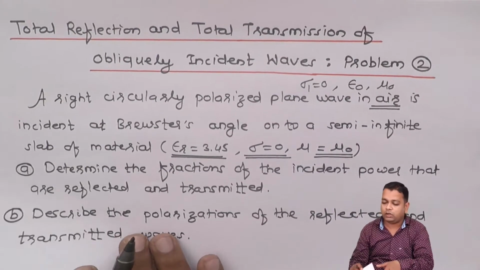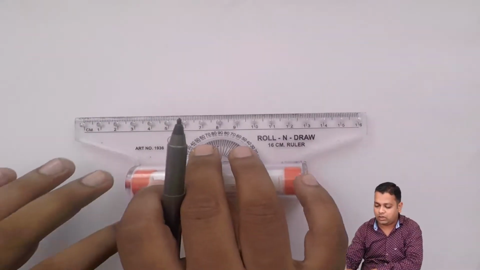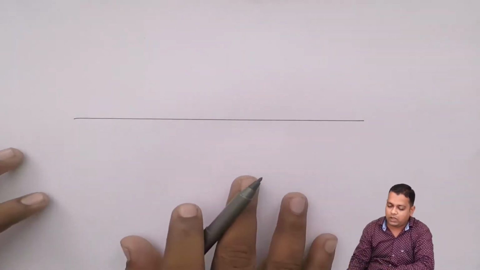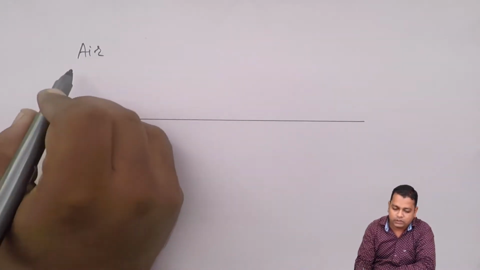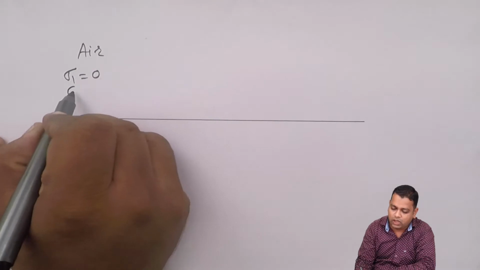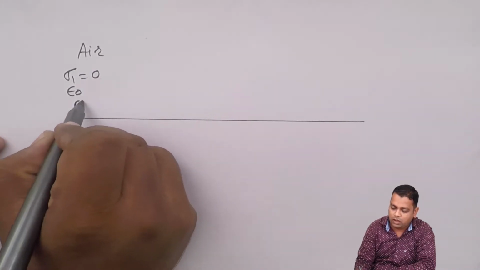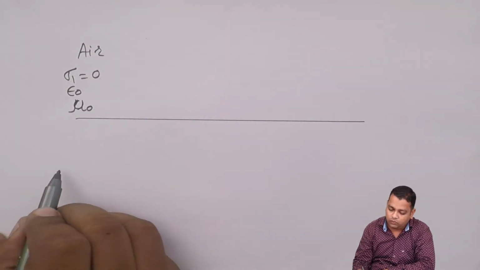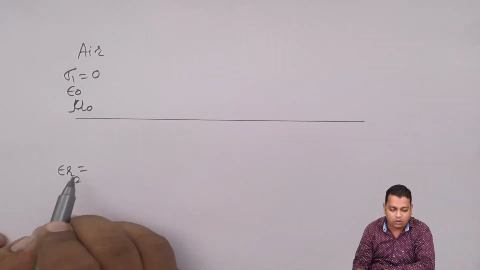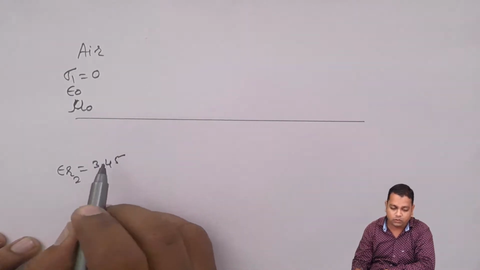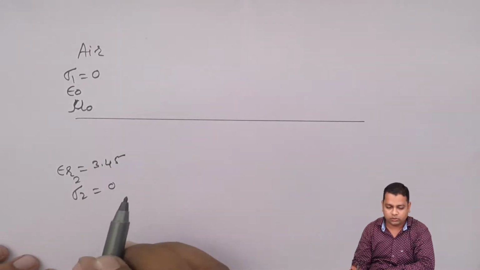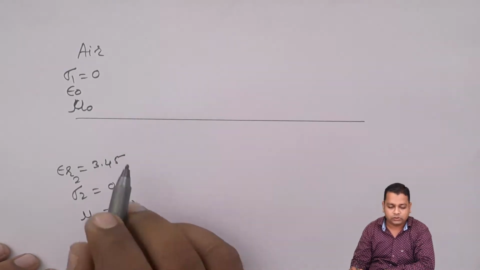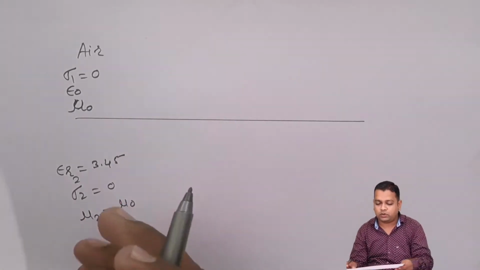So let us show first of all these two materials in this particular diagram. Let us say this is the boundary surface. The medium one we have is the air medium. In this air medium, sigma 1 will be equal to 0, and epsilon 0 and mu 0 are the parameters of permittivity and permeability. For the slab material, we have relative permittivity epsilon r2, which I mentioned is 3.45. Conductivity sigma 2 is equal to 0, and permeability mu 2 will be equal to mu 0. So these are the mediums separated by this particular boundary.